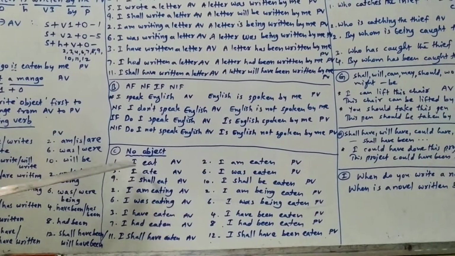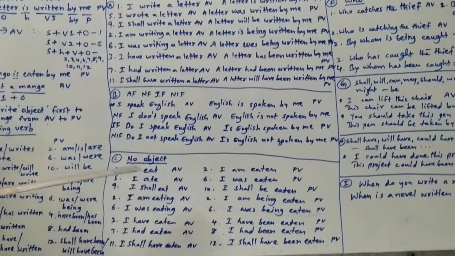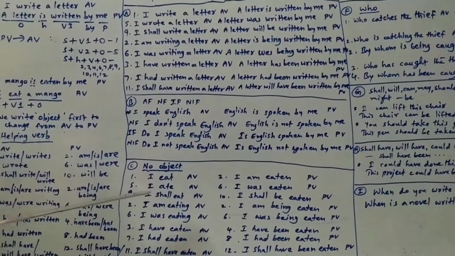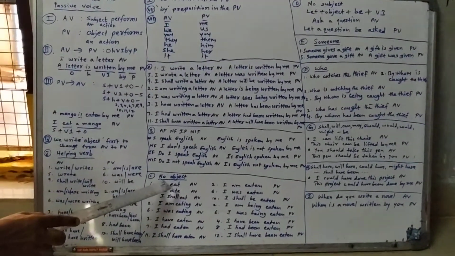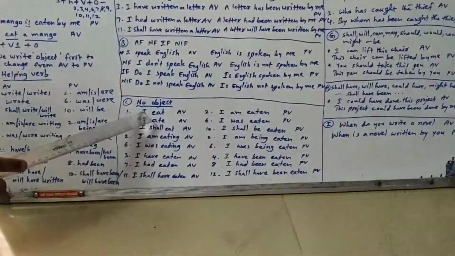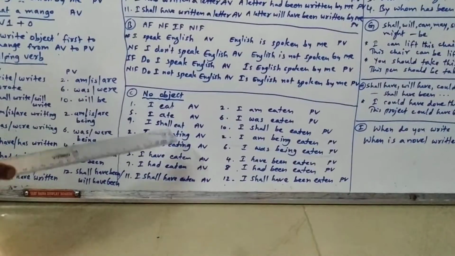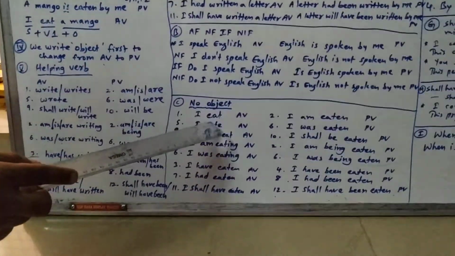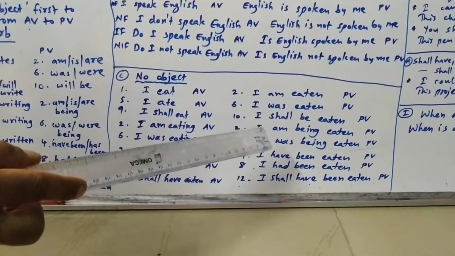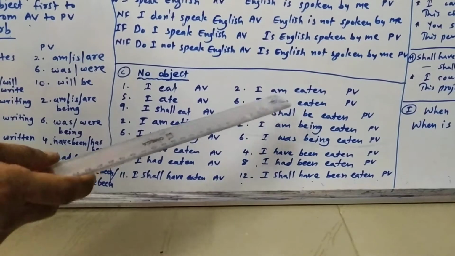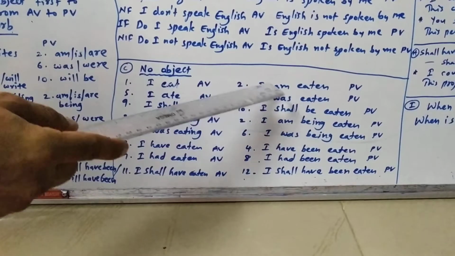No object means here we find only subject and verb. We don't find an object. So at that time, how can we change that sentence into passive voice? This is very important. Here, I eat is simple present tense, because I is the subject and eat is verb 1. Subject plus verb 1 means simple present tense. When we change simple present tense sentences into passive voice, we use present continuous helping verbs. What are the present continuous helping verbs? Am, is, are. Here there is no object, so I eat changes like this: I am eaten.